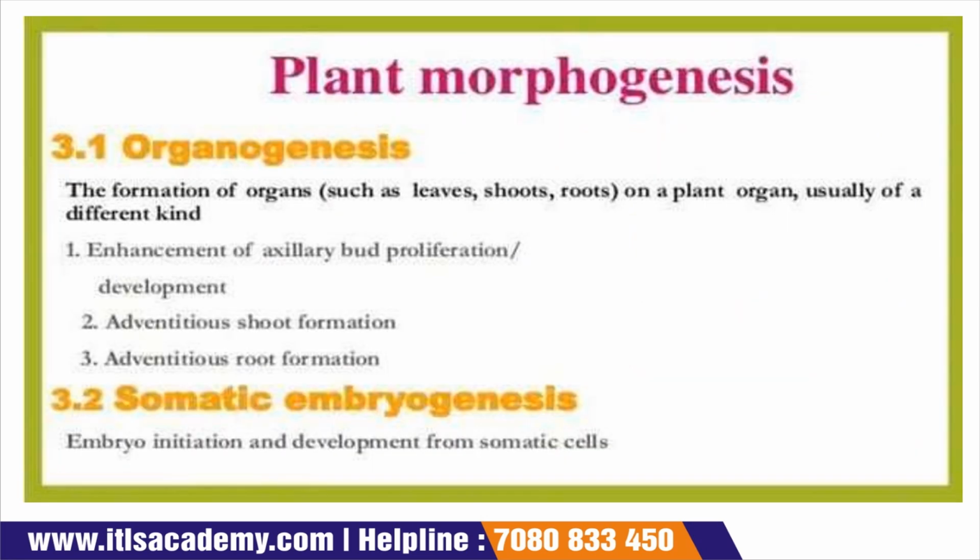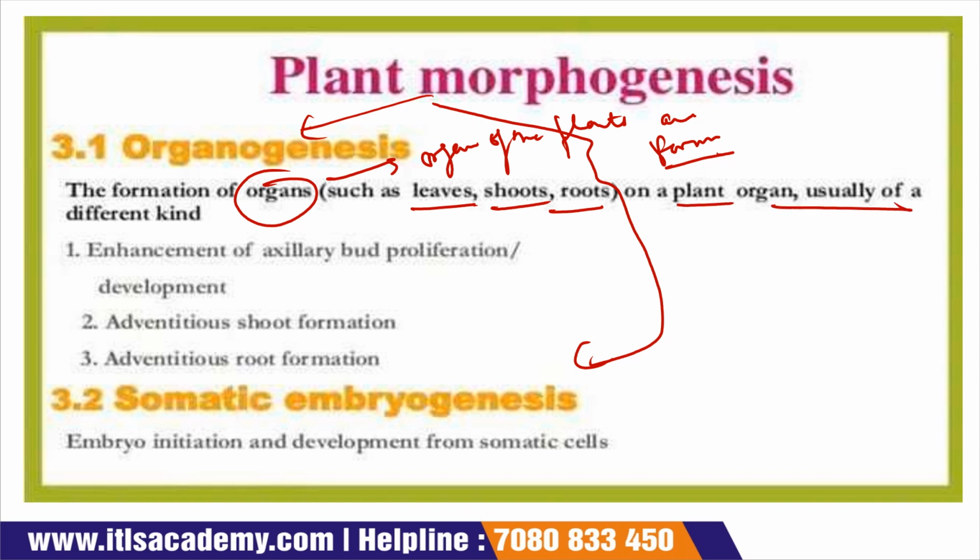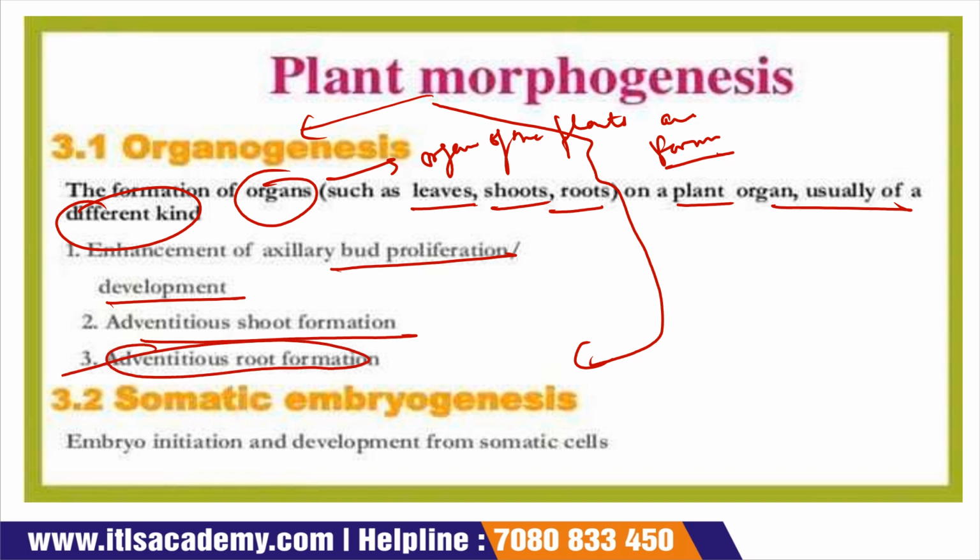Okay. Now the next is plant morphogenesis. It is divided into two parts. One is organogenesis and another one is somatic embryogenesis. In organogenesis, different organs of the plant are formed, like leaf, shoot and roots. Now there is the enhancement of axillary bud proliferation and development, adventitious shoot formation and adventitious root formation.